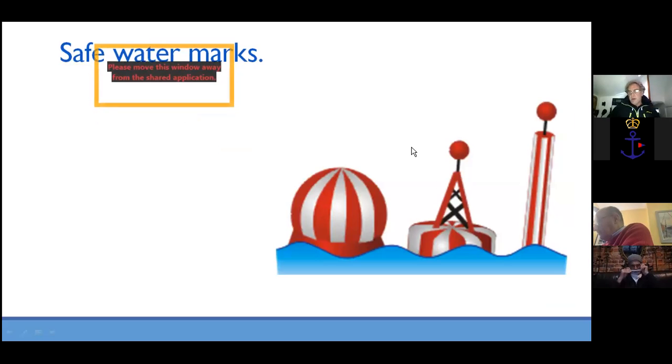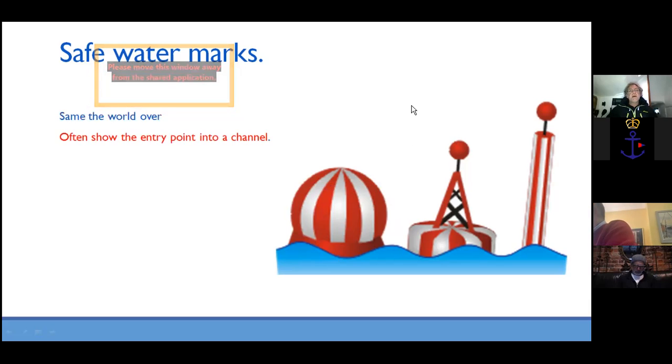Then we've got safe water marks. Wonderful things. They're just generally a point that you can sail to that'll lead you into somewhere safely. They're the same all over the world, okay? The coloring is pretty much similar. A little red dot on top, not necessarily, okay? And as I say, they give you a nice point of entry into ports, into places where you need to find some sort of transit. They're very, very useful buoys. Landfall is one outside Cape Town.